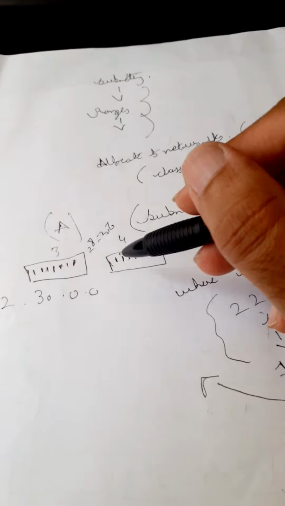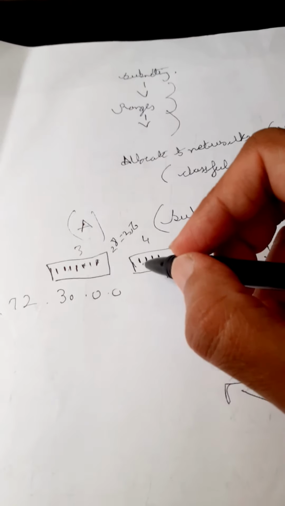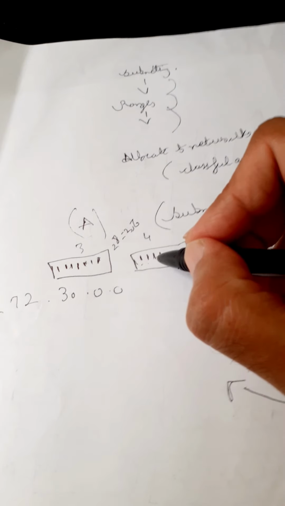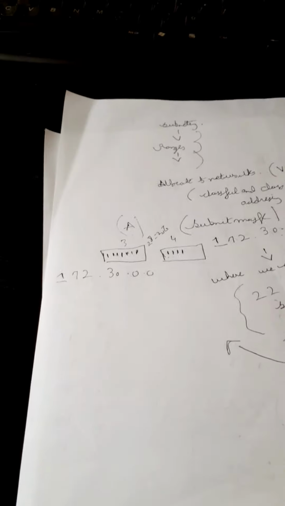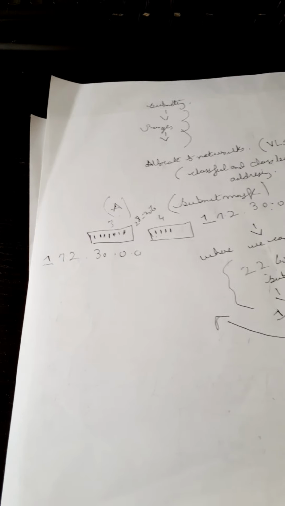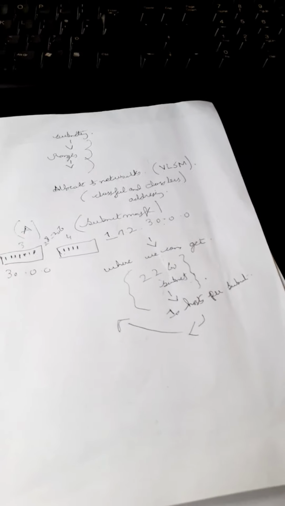So 2 power 9, that is why powers of 2 are so important. So that's 2 power 9, 2 power 10, 2 power 11. So what is 2 power 12? So 2 power 10 is 1024, correct? Now 2 power 11 is 2048.